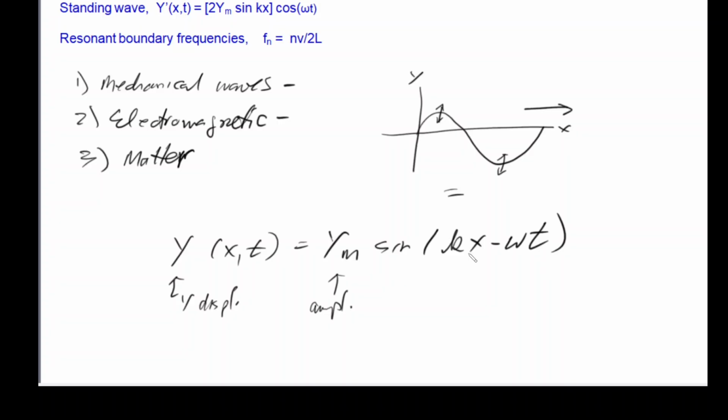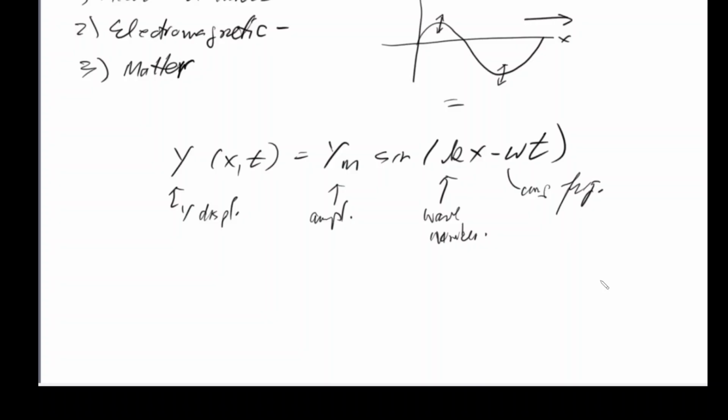And this k is the wave number, not the spring constant. x would be the x position in the longitudinal direction. Omega is the angular frequency, and t is time. So this is movement in the positive x direction. If movement was in a negative x direction, our equation would become y of x of t is ym times sine kx plus omega t.